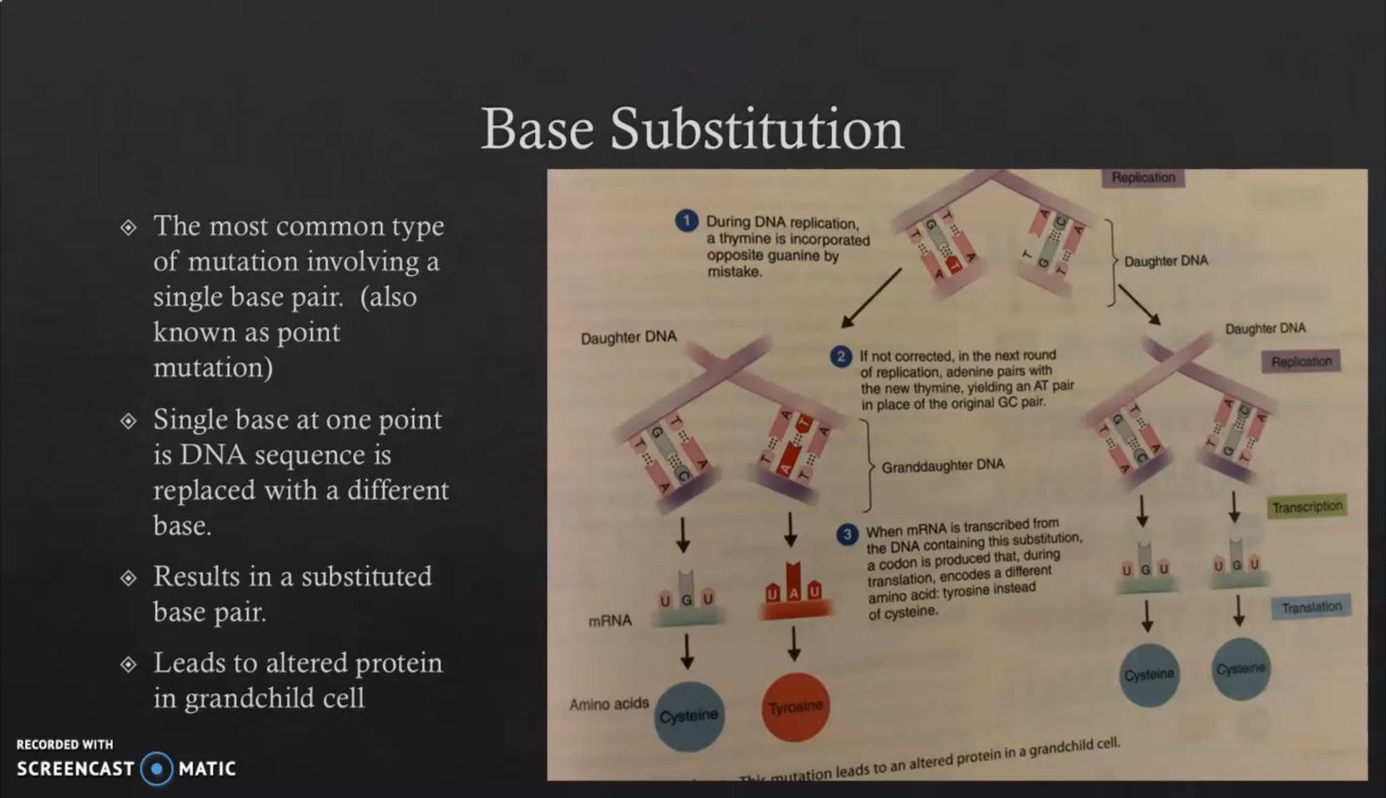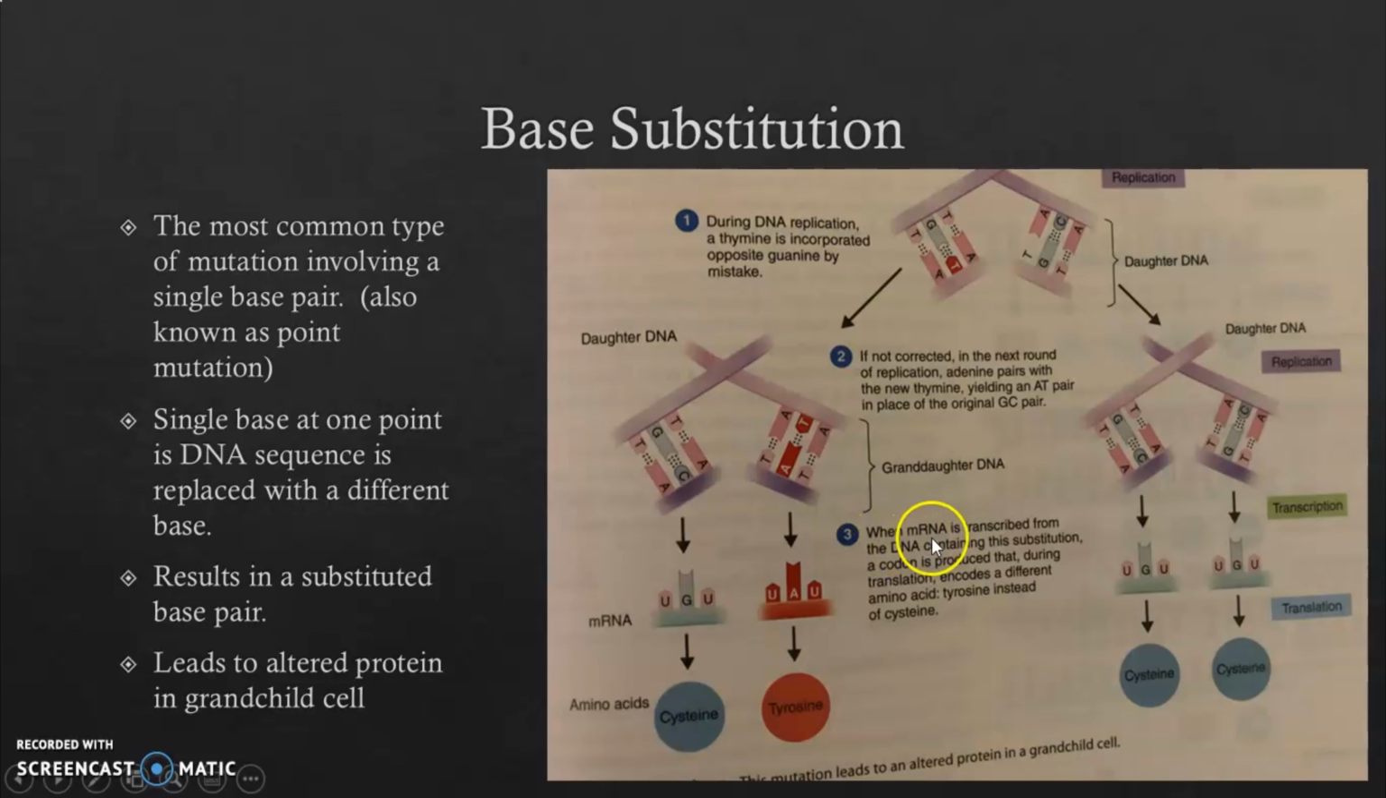So it results in a substituted base pair, and it can lead to an altered protein in the grandchild cell. What happens is seen in this little picture. Replication has occurred, and during DNA replication, a thymine is incorporated mistakenly instead of a guanine. So it wanted a G, but got a T instead. If it's not corrected in the next round of replication, adenine will pair with the new thymine, yielding an AT pair, as opposed to a CG pair that was supposed to occur initially. Here's what it's supposed to look like, and here's what ended up happening, the granddaughter cell.